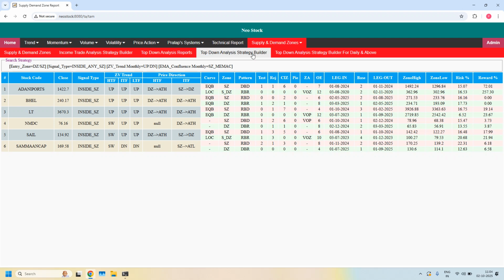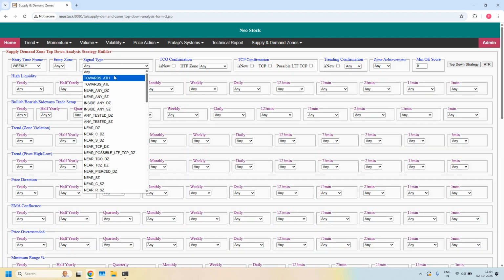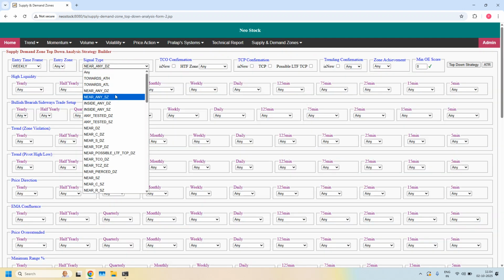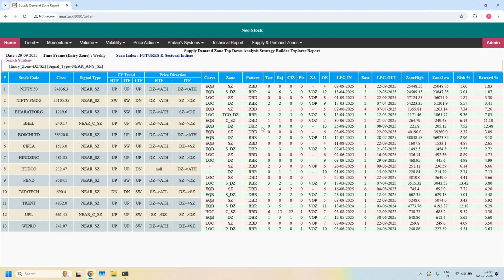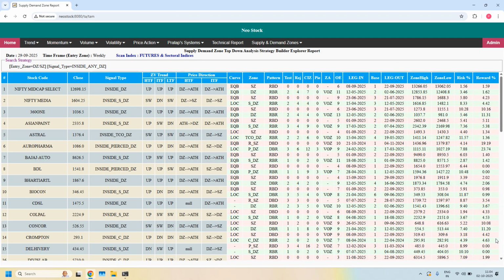Next time frame is weekly. Stocks near to the weekly demand zone, we got 8 stocks. Next, stocks near to the weekly supply zone, we got 13 stocks. Next, price closed inside the weekly demand zone, we got 15 stocks.